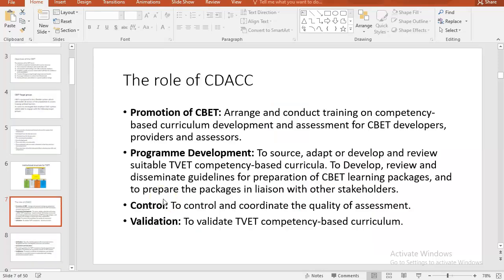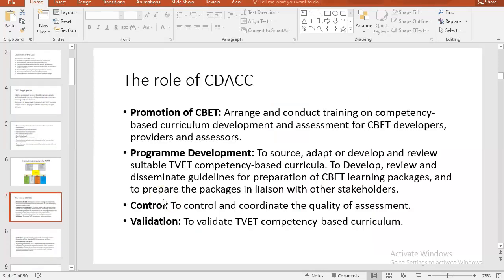And the next thing we'll be talking about today is the role of SIDAC. One of the roles of SIDAC is promotion of CBET. That is, they arrange and conduct training on competency-based curriculum development and assessment for CBET developers, providers, and assessors. Another function is program development. That is, they source, adapt, or develop and review suitable TVET competency-based curriculum, to develop, review, and disseminate guidelines for preparation of CBET learning packages, and to prepare the packages in liaison with other stakeholders.